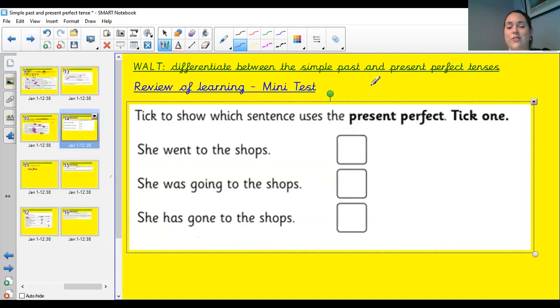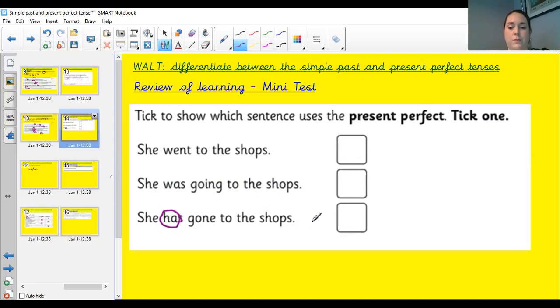We're just going to finish with a really quick mini test to see how you've got on today. So, tick to show which sentence uses the present perfect. I'm looking for that extra auxiliary verb to have. She went to the shops. The verb to have, so either have or has, isn't in that sentence. She was going to the shops. That's a future one, isn't it? It can't be that one. And she has gone to the shops. Right, it's got to be that one.